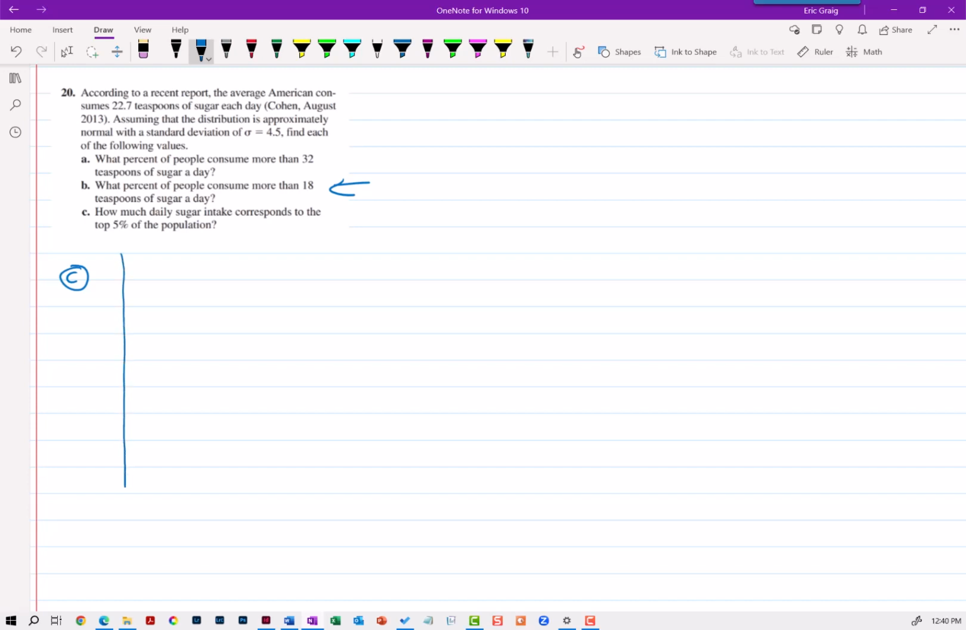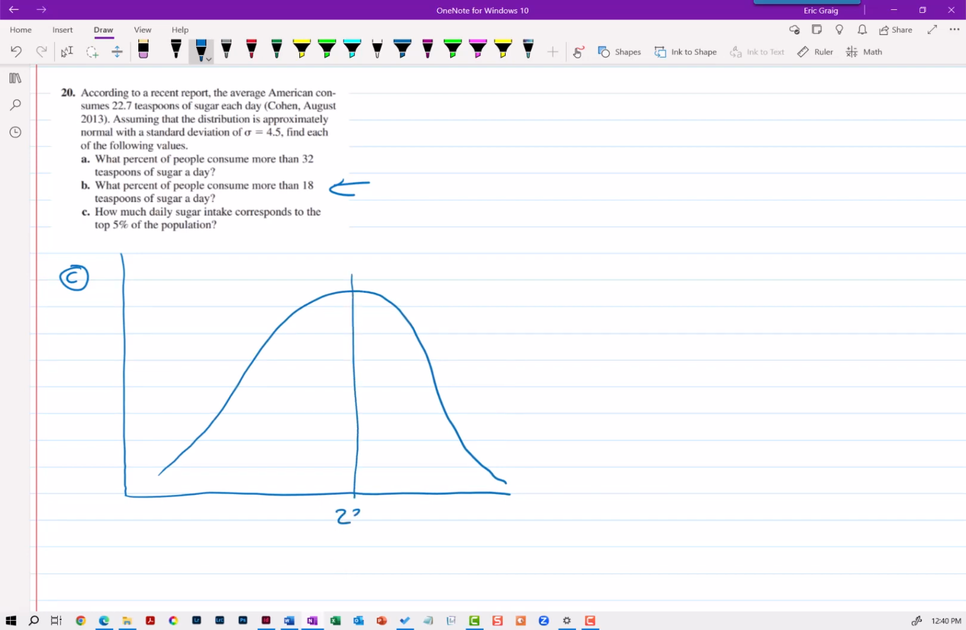Again, as always, we're going to draw our normal distribution. Oh, that's my best curve of the day so far. And we'll label it correctly, 22.7. And now we'll put a line. We'll indicate that this is the 5% area, the 0.05 area, and we are looking for that value over there. What is that value? Well, we can use a calculator the same way we did before.